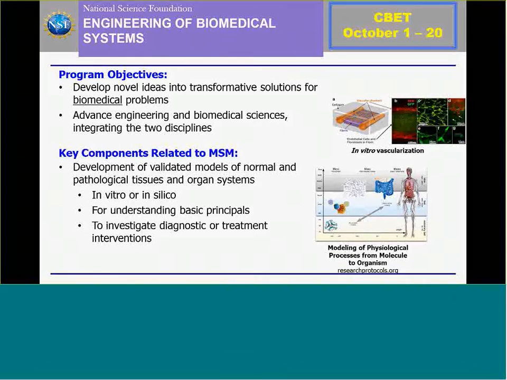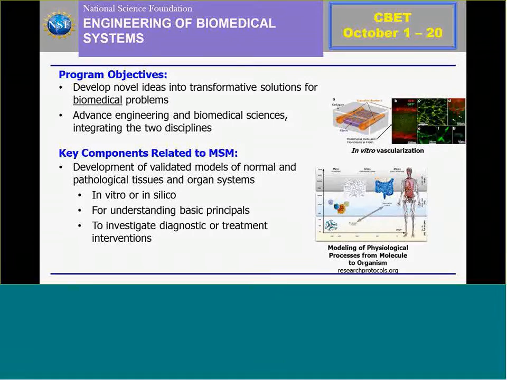That was because everything that was BME related tried to come in through my program, and so we're trying to differentiate and make sure everything has the right home.